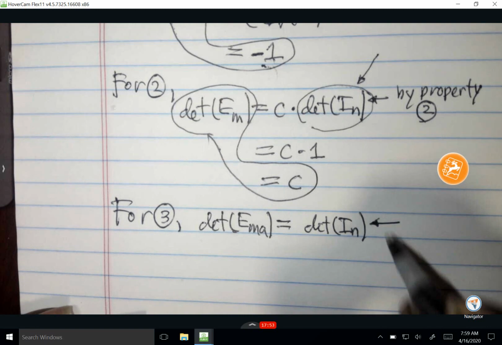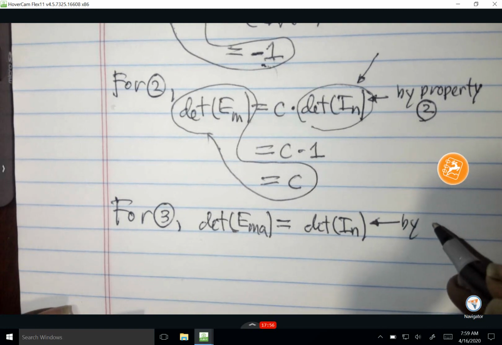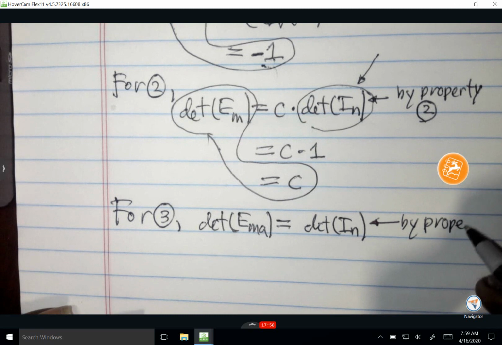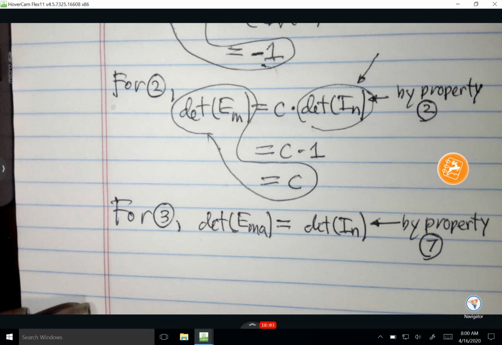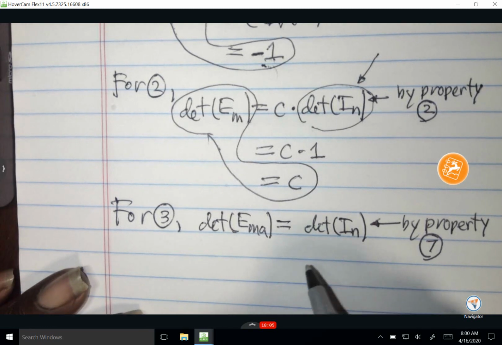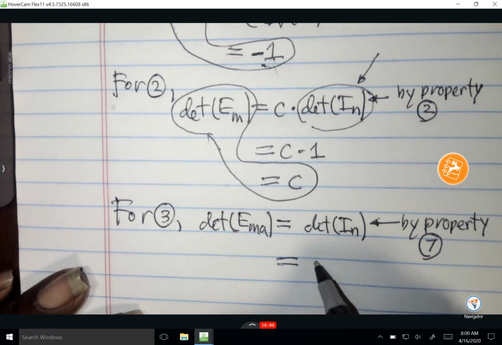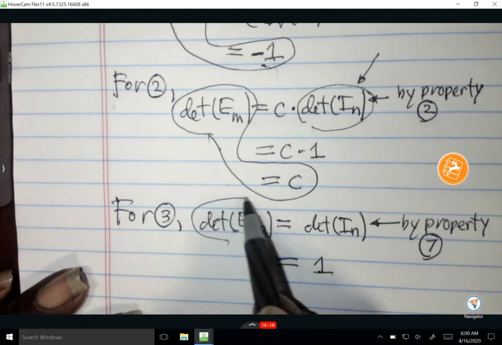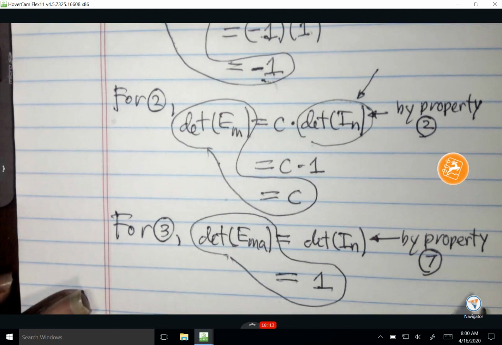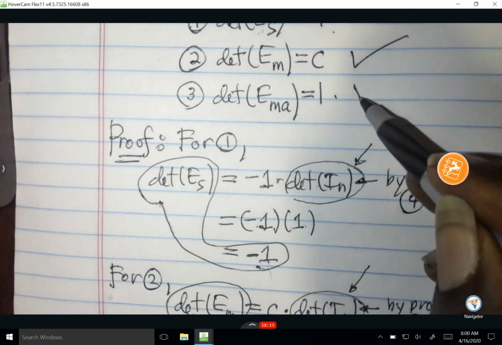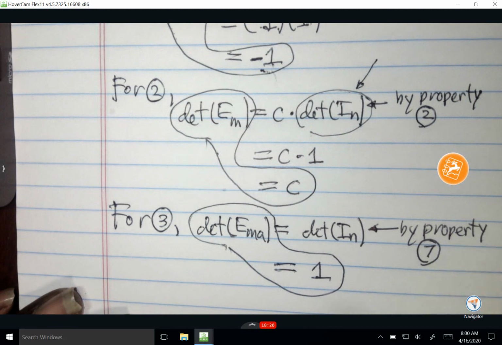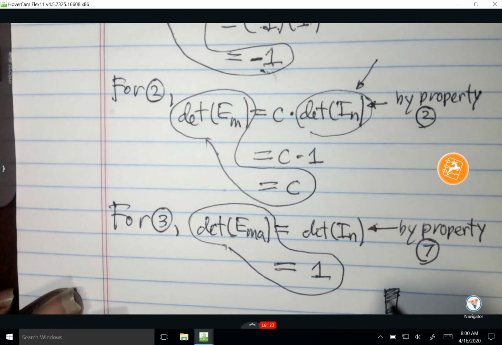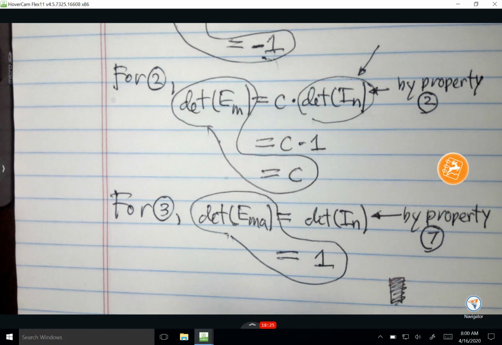Why? By property 7. And the determinant of IN is 1. So you have just shown the third one. Okay? So there you have it. You can put your little box there, baby. Let's prove another lemma.